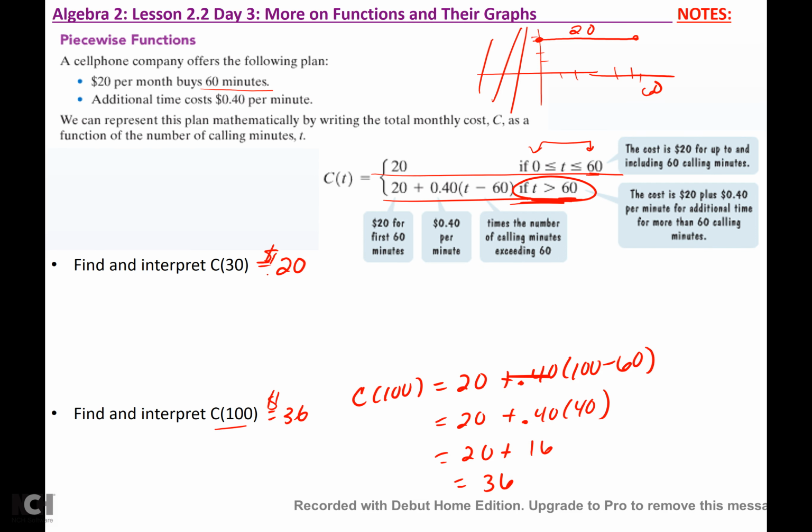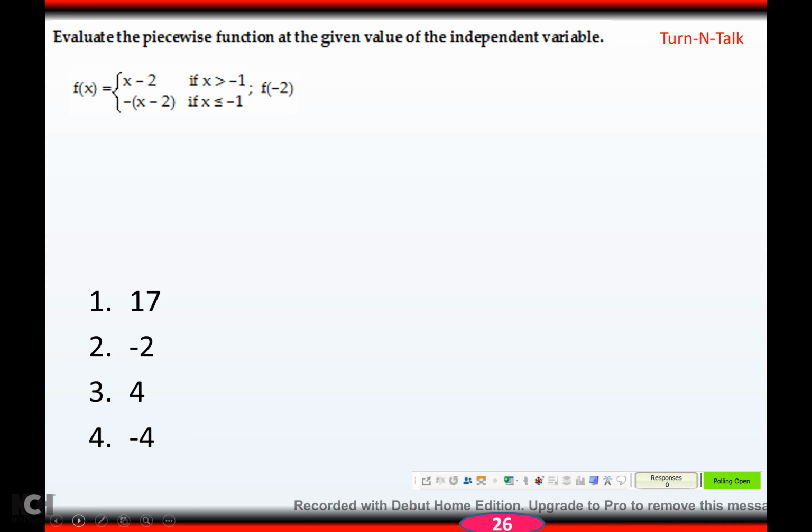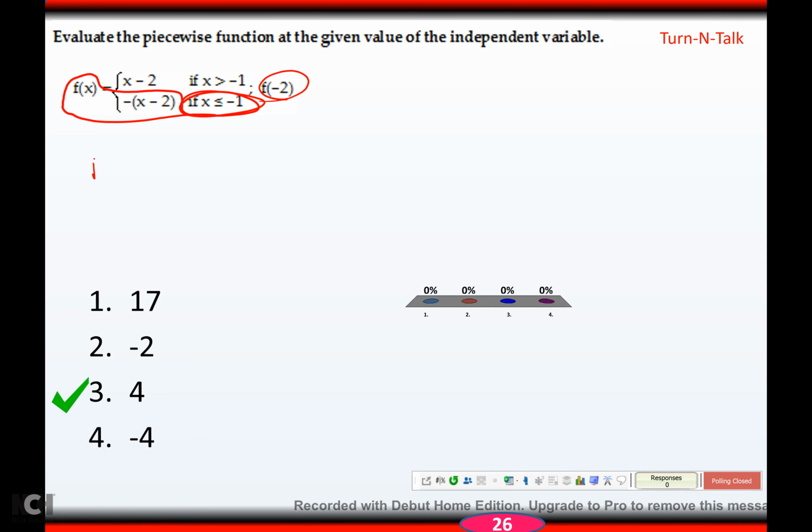Easy breezy. Alright, it says evaluate the piecewise function at the given values of the independent variable. Hit pause, come back when you're ready. And hopefully you got 4. F of negative 2: negative 2 is less than or equal to negative 1, so I have to use the bottom function. F of negative 2 is going to be a negative times the quantity negative 2 minus 2. That's a negative times a negative 4, which is positive 4.